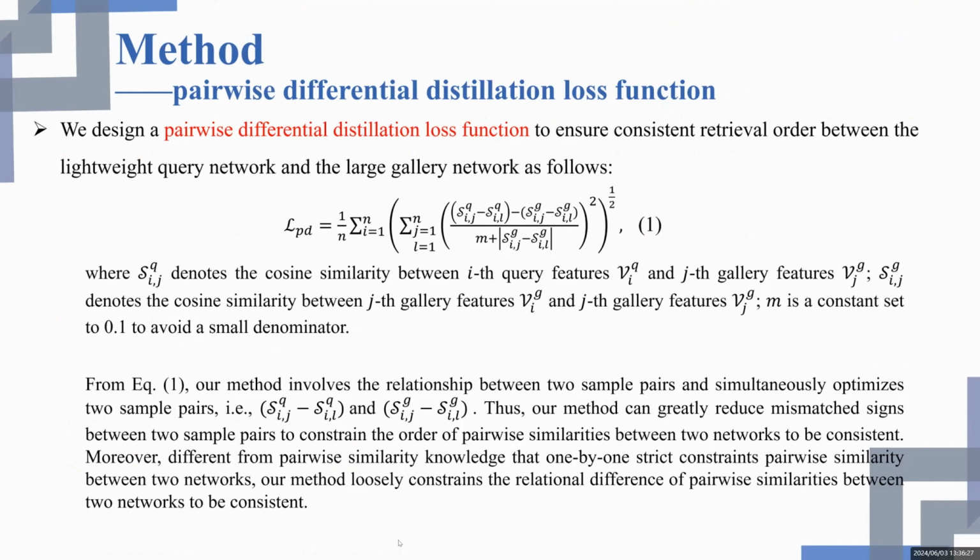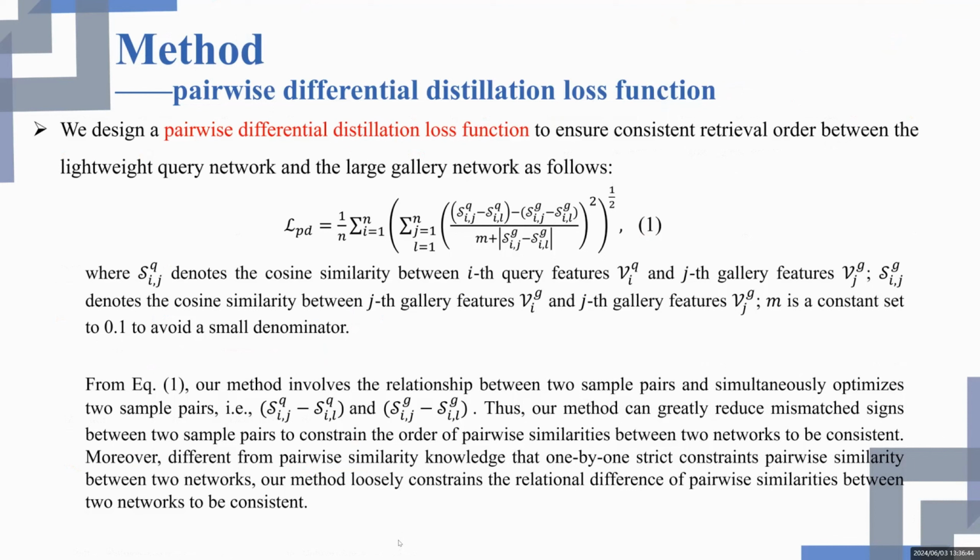From Equation 1, our method involves the relationship between two sample pairs and simultaneously optimizes two sample pairs. Thus, our method can greatly reduce mismatched signs between two sample pairs to constrain the order of pairwise similarities between two networks to be consistent.